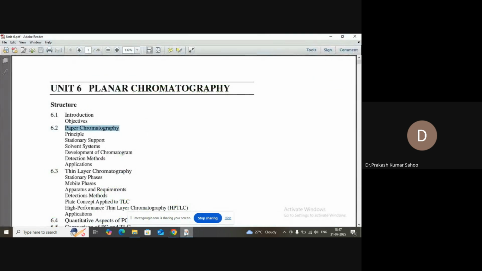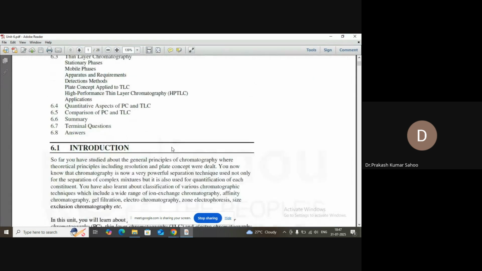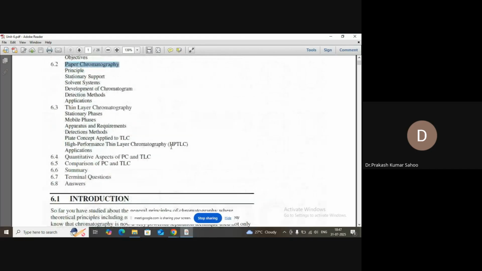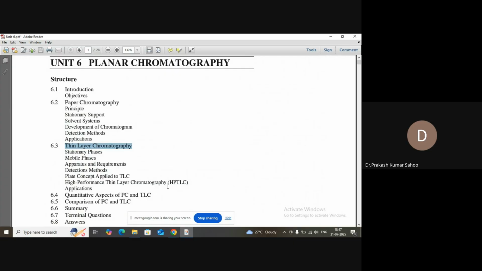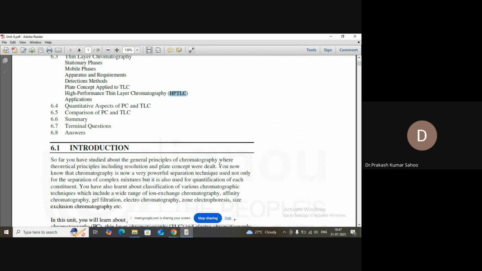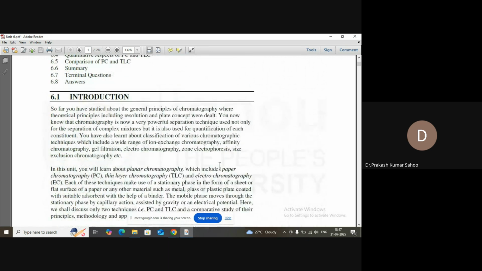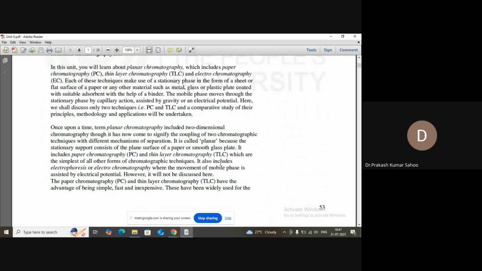Before this, let's have a look at our PDF, that is unit 6. In this part, planar chromatography, we have two chromatographies: paper chromatography (PC) and thin layer chromatography (TLC). We also have one advanced chromatography, known as high performance thin layer chromatography (HPTLC). Then there is a comparison of PC with TLC. So let's have some discussion here.